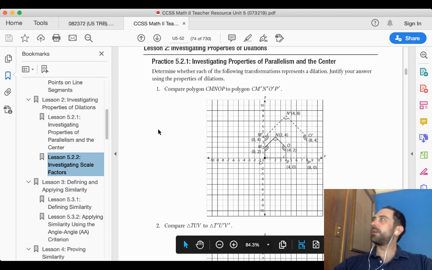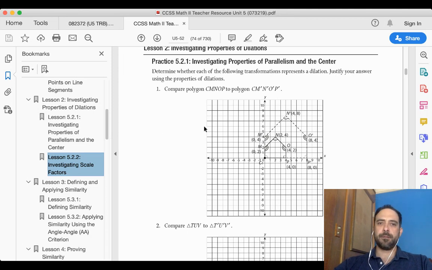All right, folks, we are looking at practice 5.2.1, investigating properties of parallelism and center. This is talking about transformations. You're determining if each of the following transformations represents a dilation.